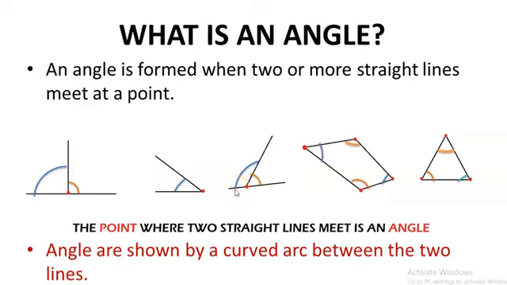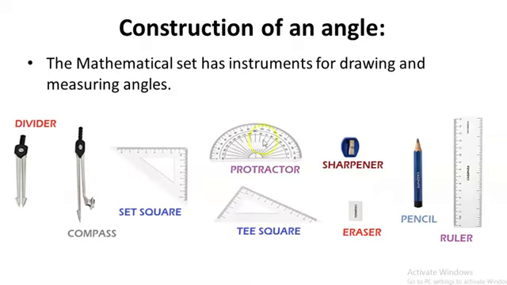Now, let's talk about the construction of an angle. To construct an angle, there are materials that we need. Let's take a look at the mathematical set. Many of you are familiar with the mathematical set and its components. What are some of the components in the mathematical set? You have the divider, the compass, the set square, the protractor, the t-square, the sharpener, the eraser, the pencil, and the ruler.